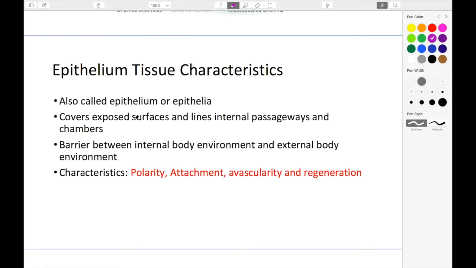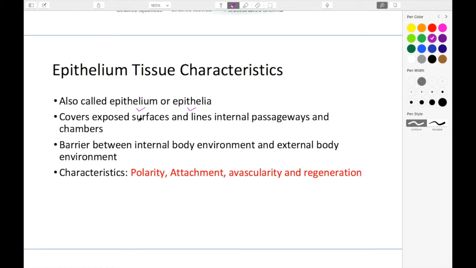As you can see here, epithelium tissue characteristics is the heading for this. And remember that these epithelial tissues are often known as epithelium tissue or epithelia. Okay, both mean the same. You can see different terms used in different places. What are the differences? There is no difference between those, so you can use any term.